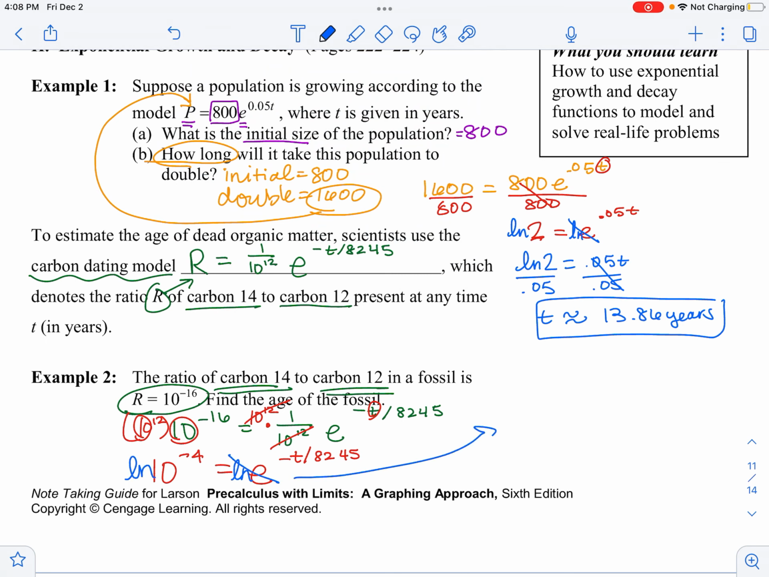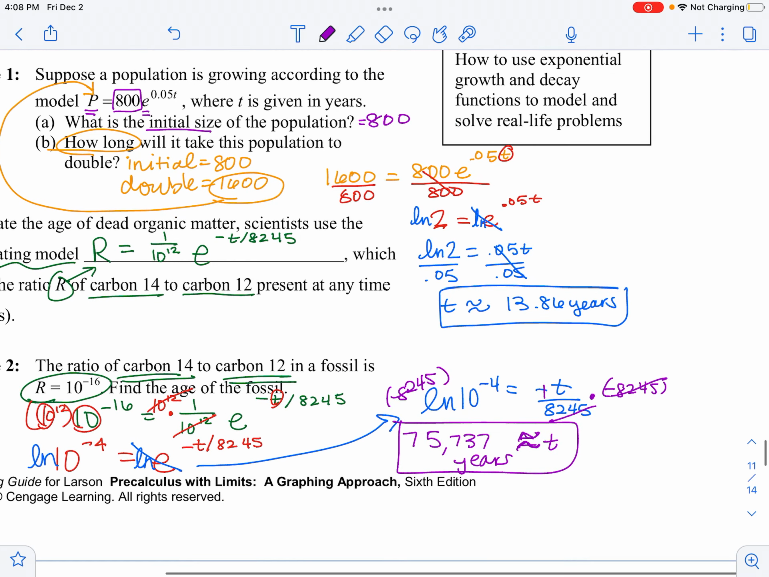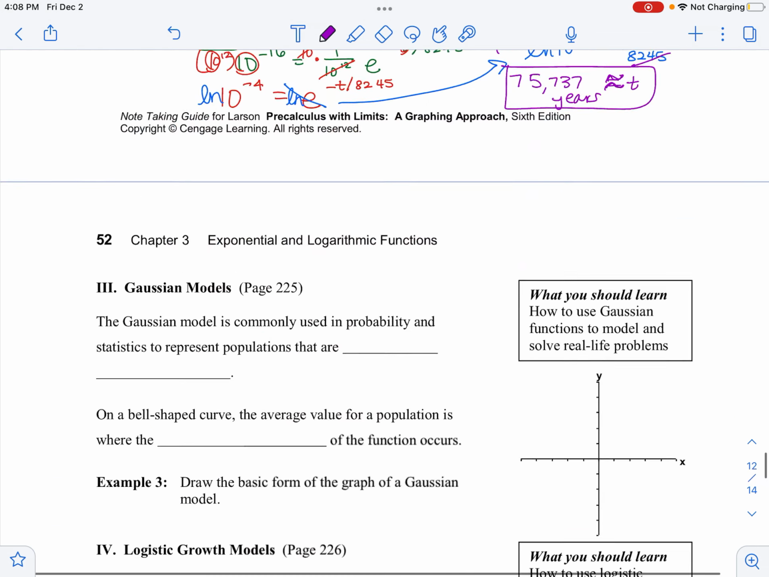So I'm ending up with the ln of 10 to the negative 4 equals negative t over 8245. To get t by itself, we're going to multiply by negative 8245 on both sides. And so we end up with t equals negative 8245 times the ln of 10 to the negative 4. And we get approximately, because we're rounding here, 75,737 years. So that's how old that fossil would be using that carbon dating model.